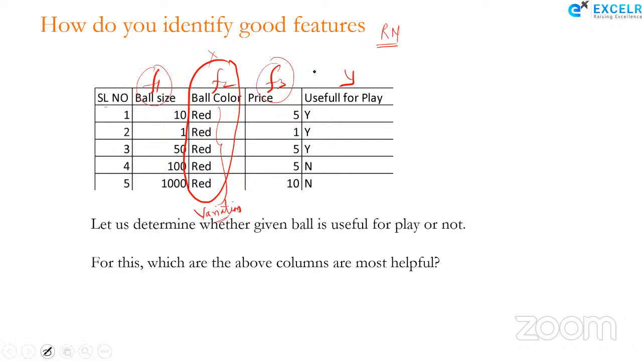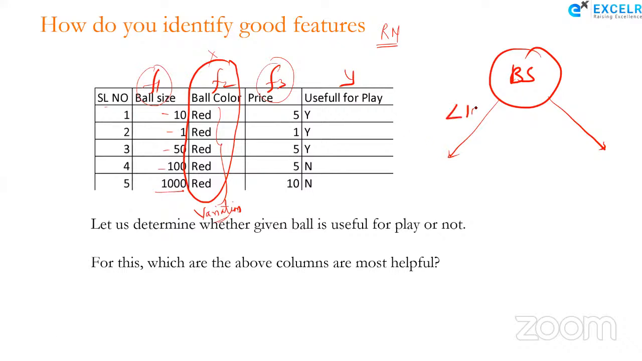What does that mean? Let us say I take ball size as the root node. Now on which value should I split these records? I have 10, 1, 50, 100 and 1000, right? So let us say I choose less than or equal to 100 and greater than 100. I'm just randomly choosing.